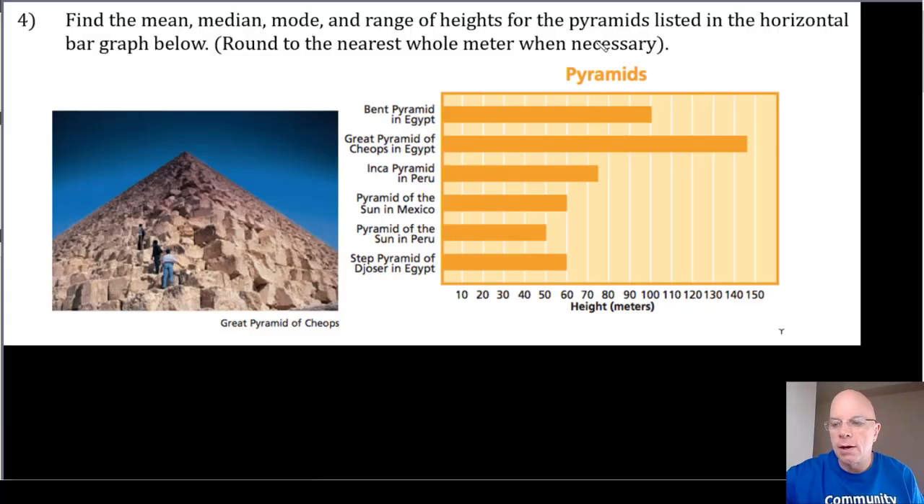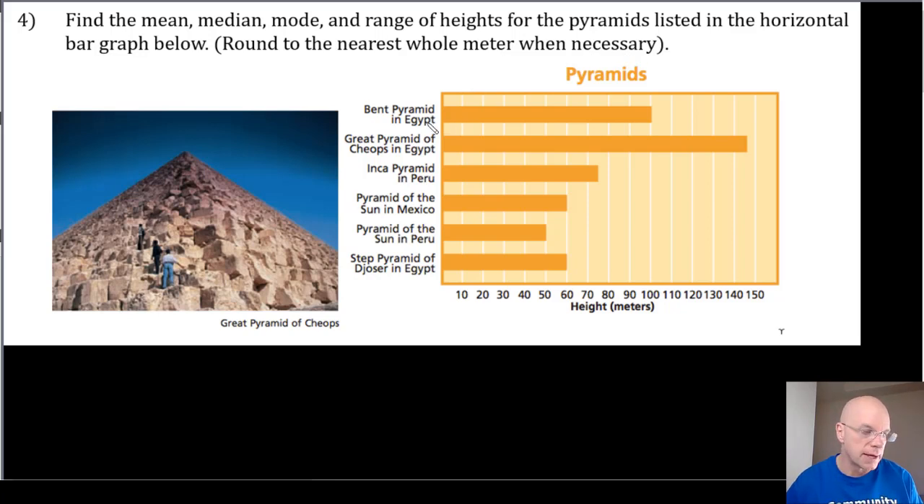We worked today on relearning something you've learned in previous years about mean, median, mode, and range, and how to calculate those measurements of data sets. And so we'll practice that together on number 4. Number 4 says find the mean, median, mode, and range of heights for the pyramids listed in the horizontal bar graph below, and round to the nearest whole meter when necessary.